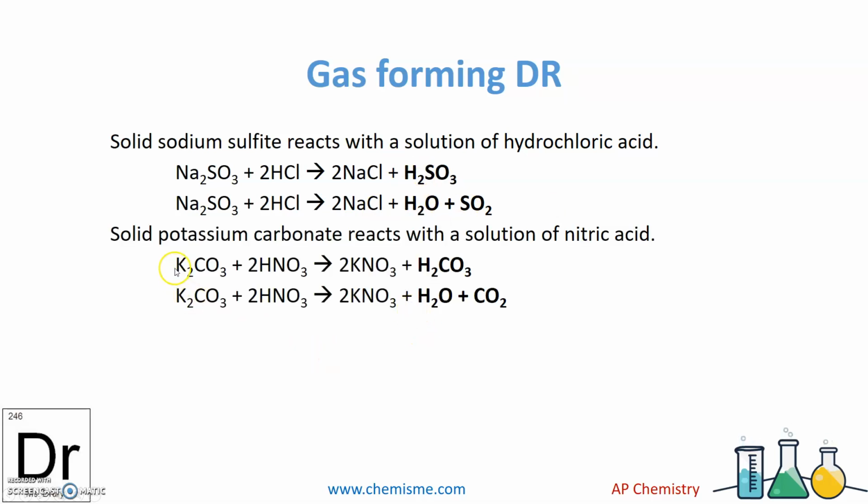Here's another one. K is now going to go with nitrate, and H is going to go with carbonate. And then that top reaction is your normal double replacement reaction. But when you notice that you get H2CO3, that thing automatically breaks down to water and CO2.